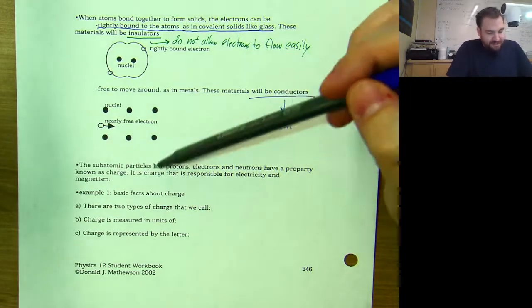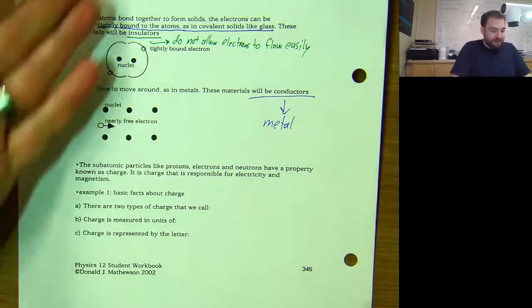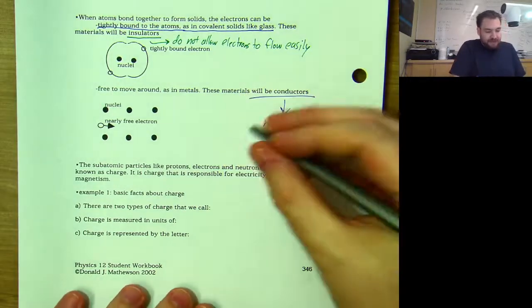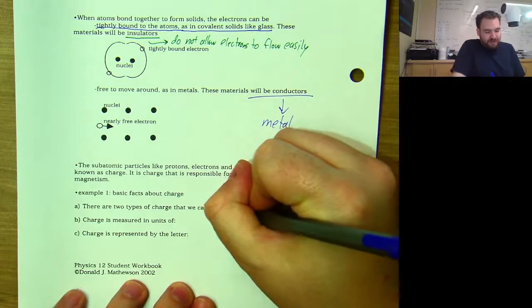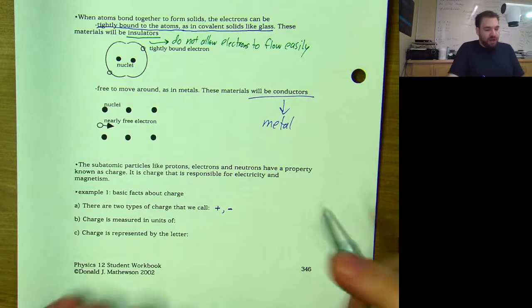The subatomic particles like protons, electrons, and neutrons have a property known as charge. You said it already up at the top. Typically, the types of charge we have are called positive and negative. Charge is a measure. Do you know the unit of charge? Did they teach you that in science? Some of you will learn it with Harvey. The unit for charge starts with a C, named after a French guy. A coulomb.